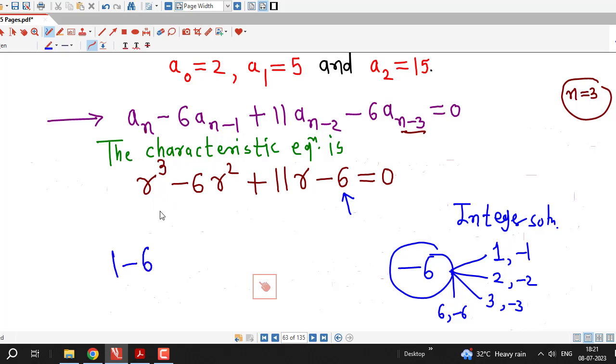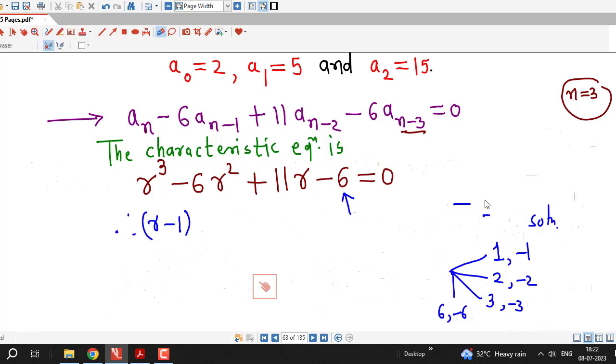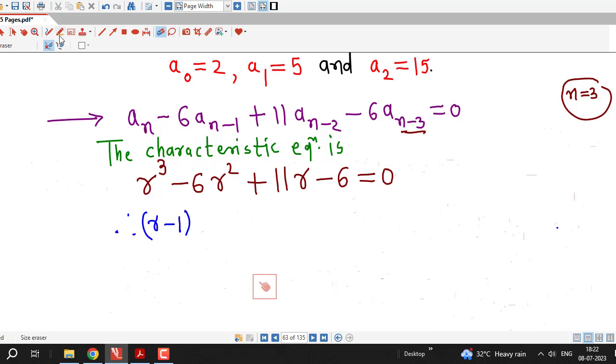If I put r equal to 1, I have 1 minus 6 plus 11 minus 6, that is 11 plus 1 is 12, and this is minus 12, that is 0. So that means one possible root is r equal to 1. Therefore r minus 1 is one factor of the left hand side.